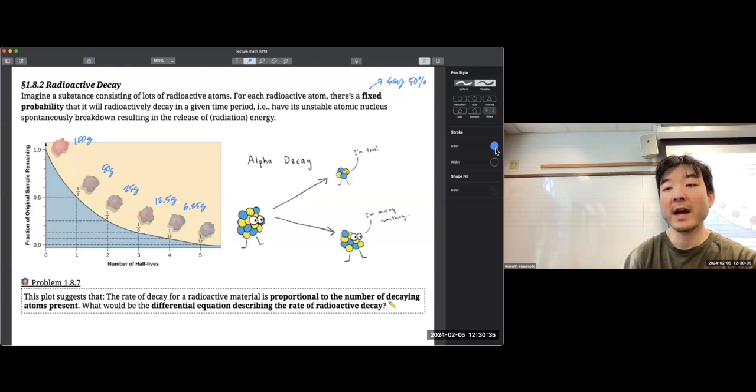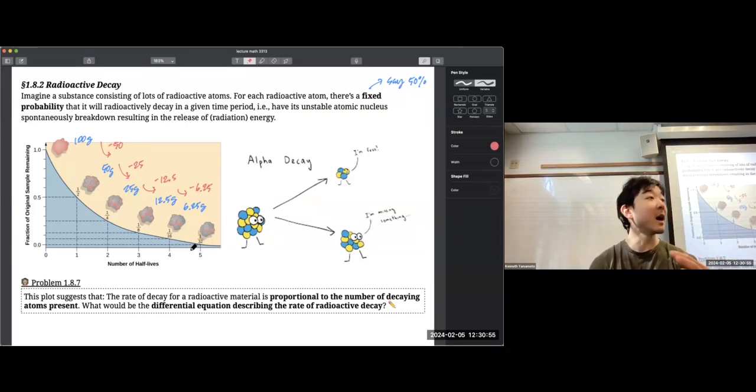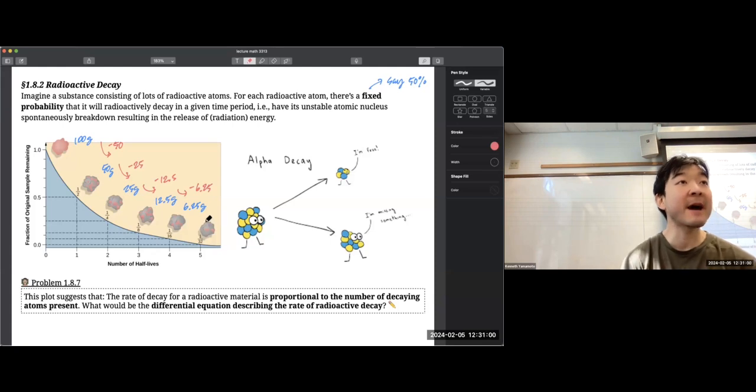So if you look at how much it's changing from here to here, you are decreasing by 50. From here to here, you're decreasing by 25. From here to here, you're decreasing by 12.5. And then from here to here, you're decreasing by half of that. So the rate that you're decreasing is not constant, and it depends on how much you have at that moment. This is pretty similar to what we saw before, but kind of in the opposite direction.